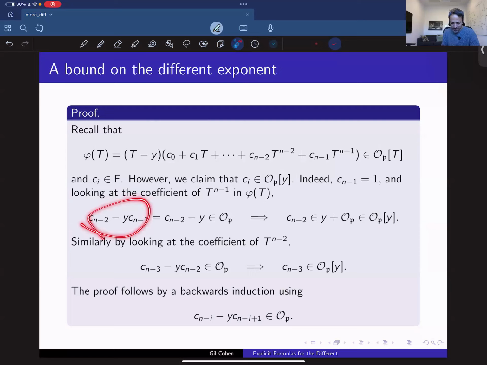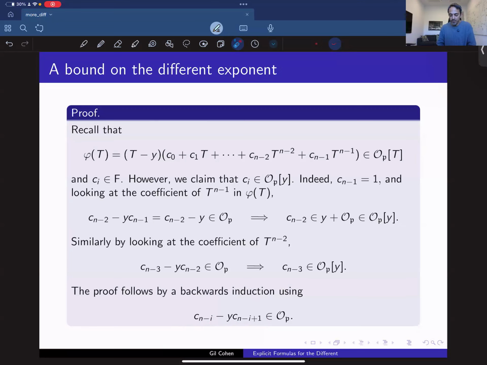Using that, looking at that, you can see that the coefficients of t to the n minus 2 will then be C_{n-3} minus y C_{n-2}, an analog of that. That's in OP because the coefficients of phi are in OP. And by induction, or just because we did it a second ago, C_{n-2} is in OPy. So this means that C_{n-3} is in OPy because it's a y times something which is in OPy, and so forth. So generally speaking, you'll have C_{n-i} minus T_{n-i+1} in OP, and from there you can infer about this being in OP.